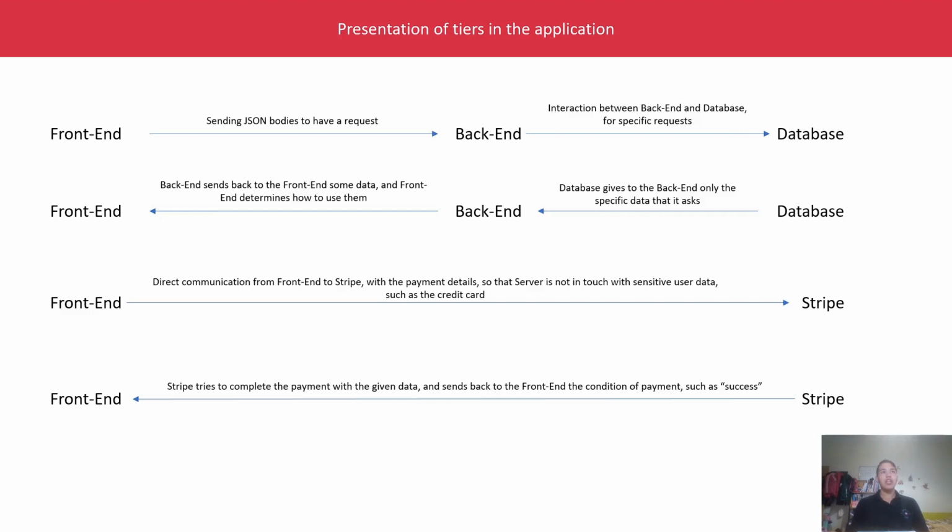In the presentation of the tiers, front-end sends requests with JSON bodies to the backend, and backend interacts with the database. The database returns only specific data to the backend, and then the backend returns this data to the frontend so the frontend can use it. And there is another form of communication, direct communication from frontend to Stripe. This communication is important since the server cannot have access to sensitive data such as the card. And then Stripe answers with a success for the payment directly to the front end.